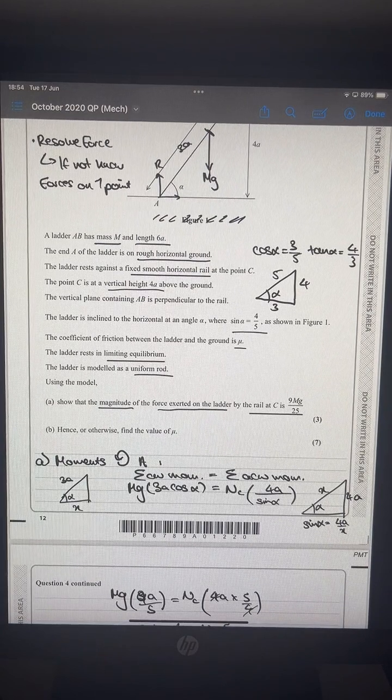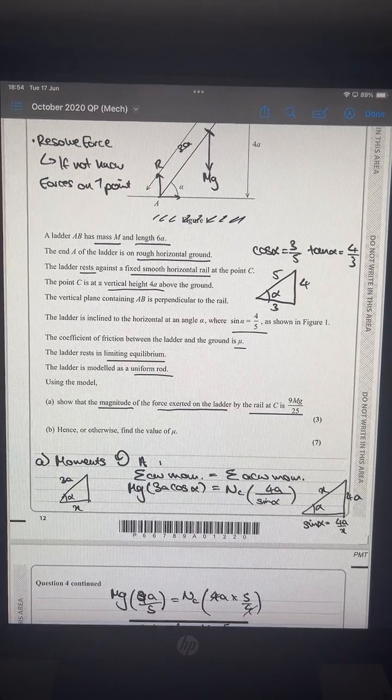So how does this look? Equilibrium is talking about moment, a limiting equilibrium. Exactly. Equilibrium is when you talk about moment, and limiting equilibrium is when you're in friction. But here, the ladder is resting. It's just resting. As you can see, it says here, rests. So that's why I know that moments are in equilibrium too.